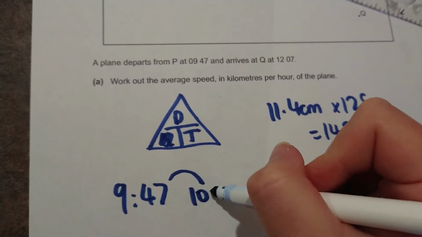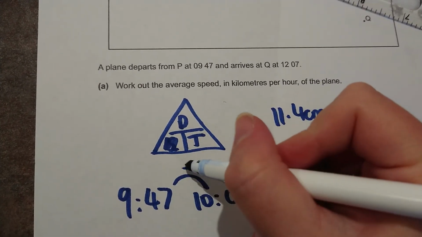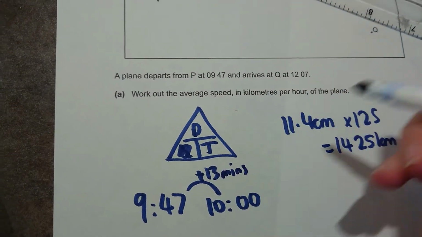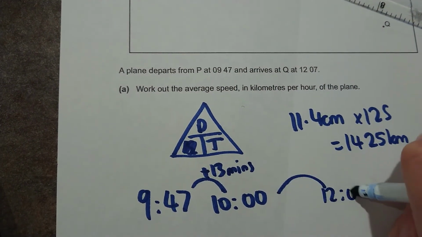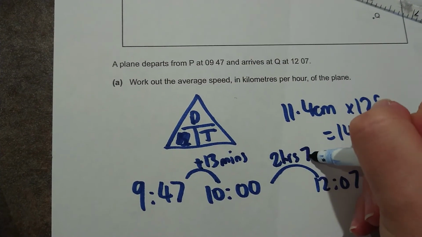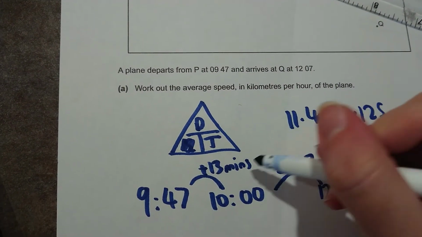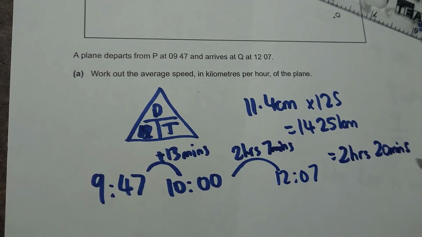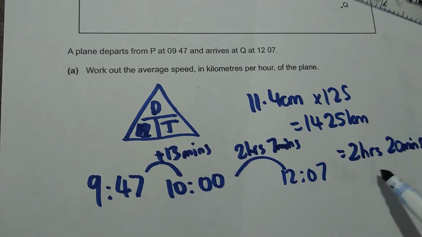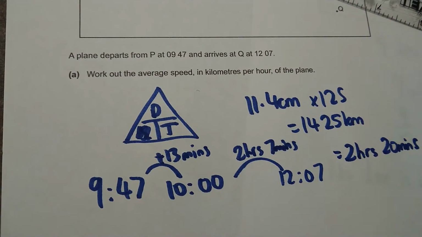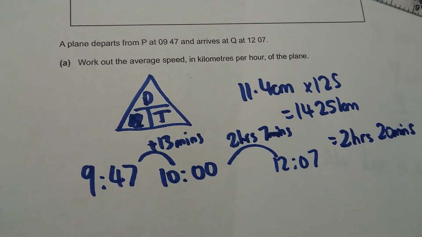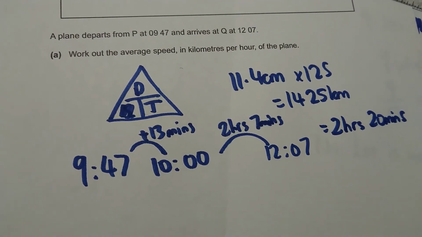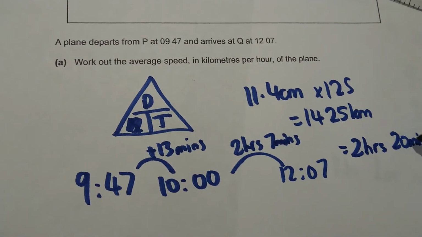So to make that up to 10 o'clock, you would need to add 13 minutes to make it up to the 60, which then obviously changes it to 10 o'clock. So that's 13 minutes. And then to get from 10 o'clock to 12:07 is 2 hours and 7 minutes. So if I add that together to get my total time, that is 2 hours and 20 minutes. Now again, what you cannot do is say, oh right, it's 2.2, because again it's 20 minutes out of 60, which is actually a third. So if you were going to do it as a decimal, which I probably wouldn't advise anyway, it would actually be 2.3 recurring, because 20 minutes is a third of 60.